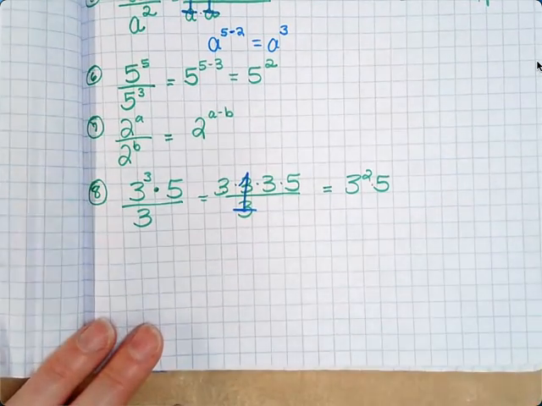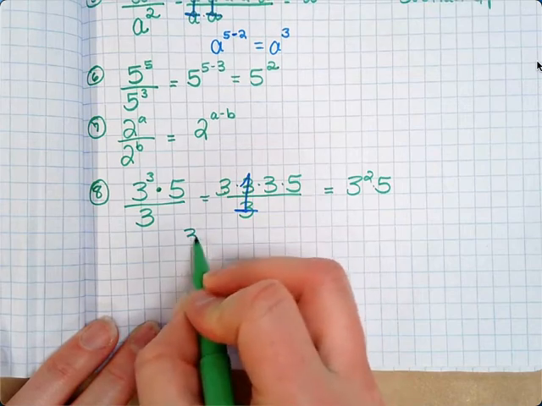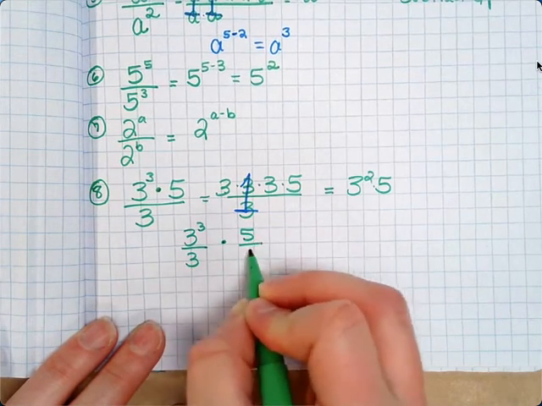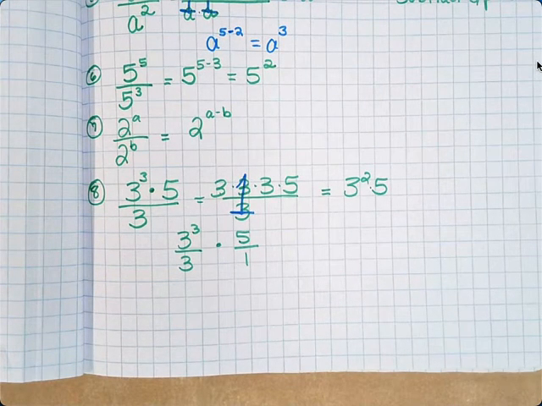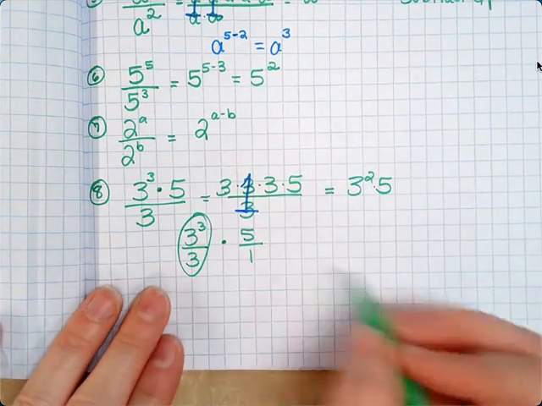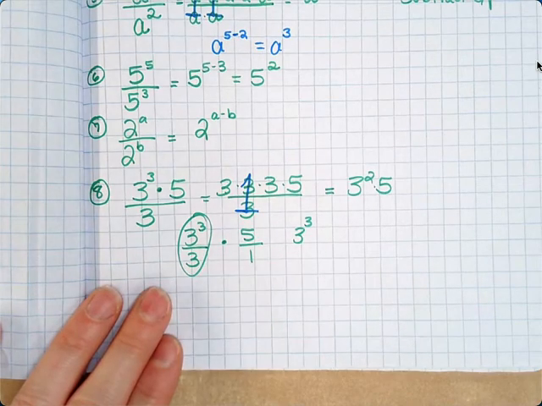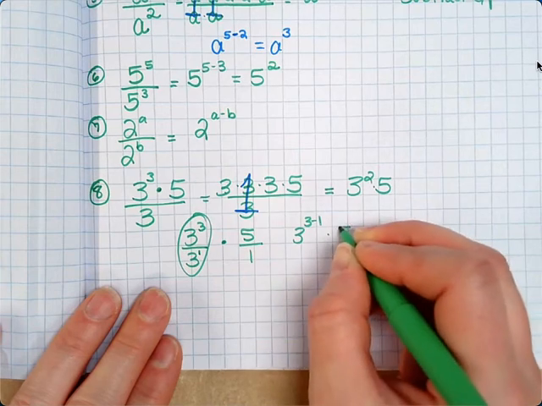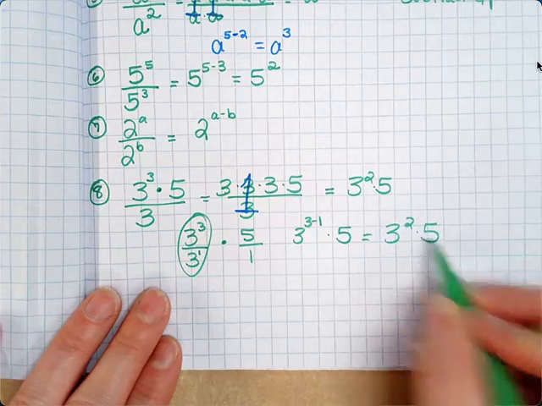We don't have to expand it out, remember? But I did it just so we could see that. We could have looked at it as 3 to the third over 3 times 5 over 1. You can separate those out whenever you're multiplying fractions. So then we do the same thing here. 3 to the 3. What's the exponent on just a 3? 1. 3 minus 1 times 5, which still equals the 3 squared times 5.